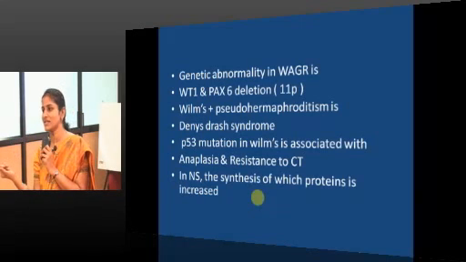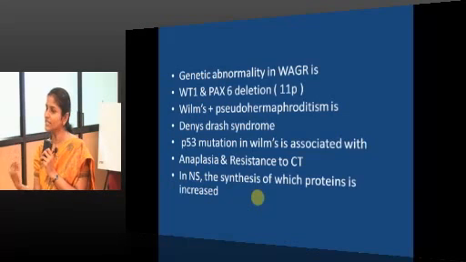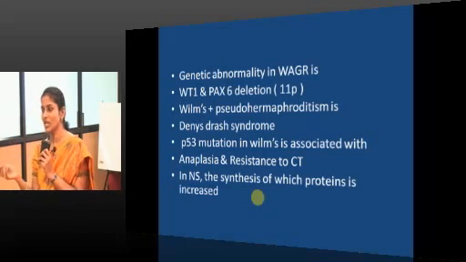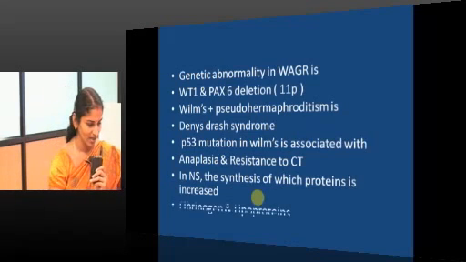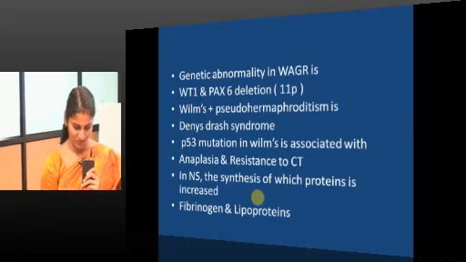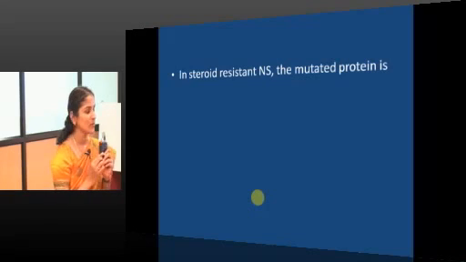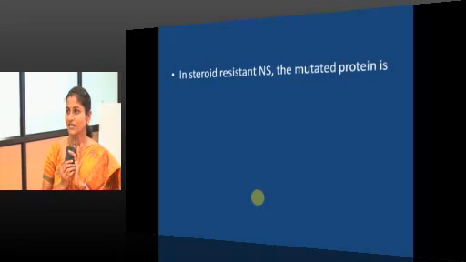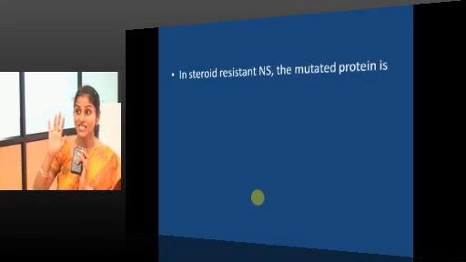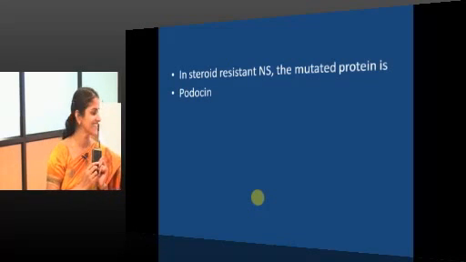Why is there lipid cast? Because of hyperlipidemia. Why is there hyperlipidemia? Because of increased synthesis of lipoproteins. So, lipoproteins and fibrinogen level will be high. Good. I can see correct answers from the online students also. Too good. In steroid resistant nephrotic syndrome, the mutated protein is podocin. Good. They are very fast, yeah.